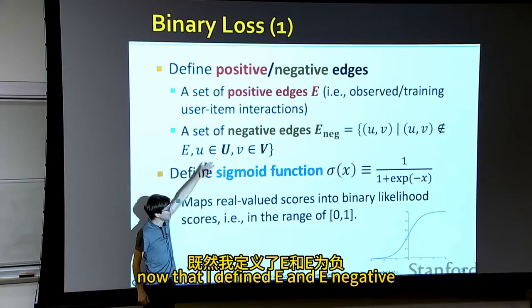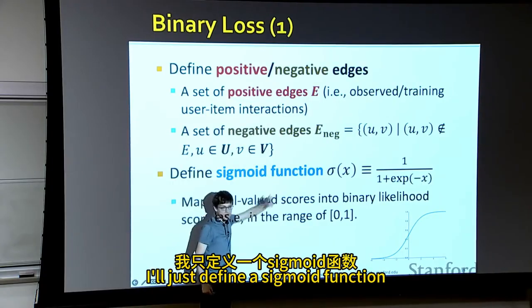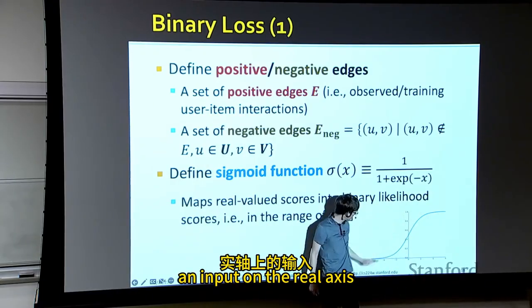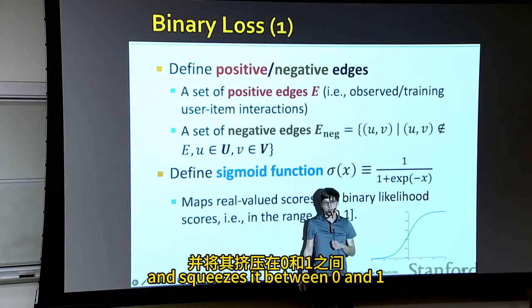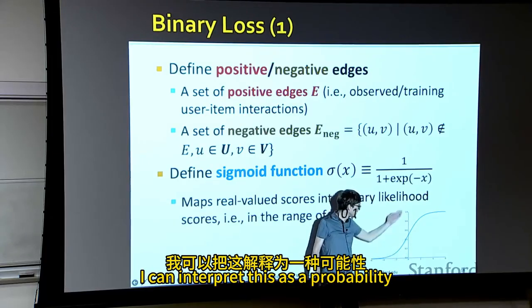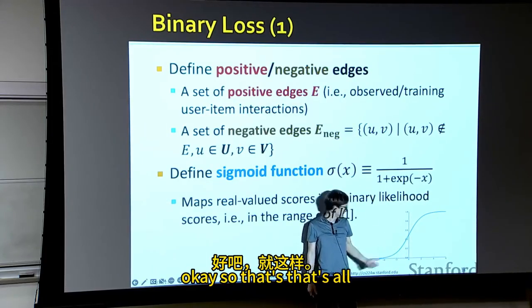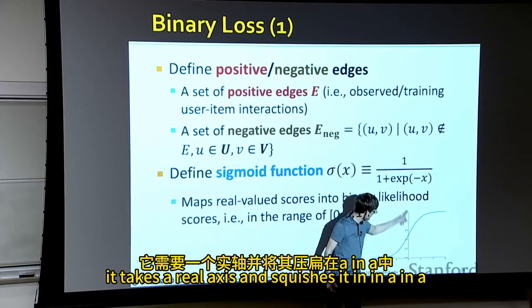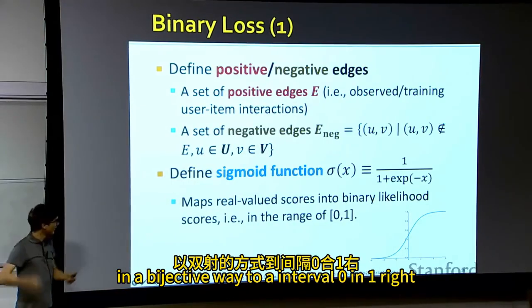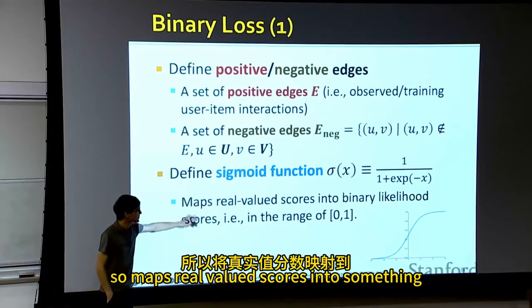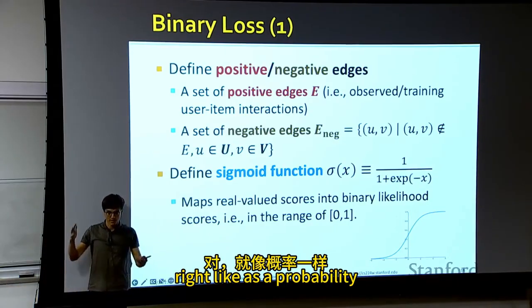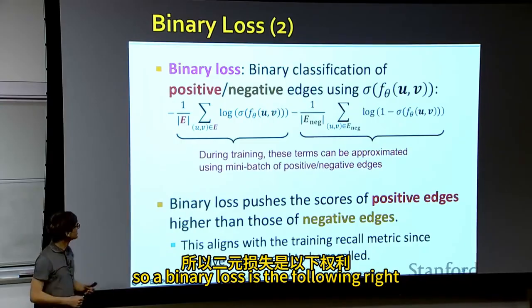Now that I defined E and E negative, I'll just define a sigmoid function. A sigmoid function is a function that takes an input on the real axis and squishes it between 0 and 1. So why do we like the sigmoid function? Because now if things are between 0 and 1, I can interpret this as a probability. It takes the real axis and squishes it in a bijective way to an interval 0 and 1, right? So it maps real-valued scores into something that can be interpreted as a binary likelihood score, like a probability.